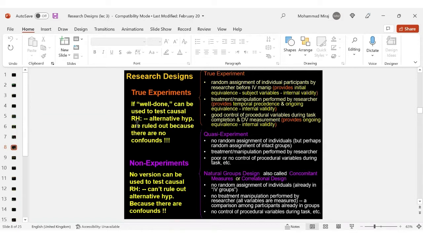So in any type of study, in a true experiment, all these factors play a very, very important role. That's why it is written over here. See, treatment or manipulation performed by the researcher provides temporal precedence or ongoing equivalence. So internal validity is very, very important, like how do you collect the data? Because all of these things have a very important effect, and all these things we put to test by statistical analysis, and we find the p value.